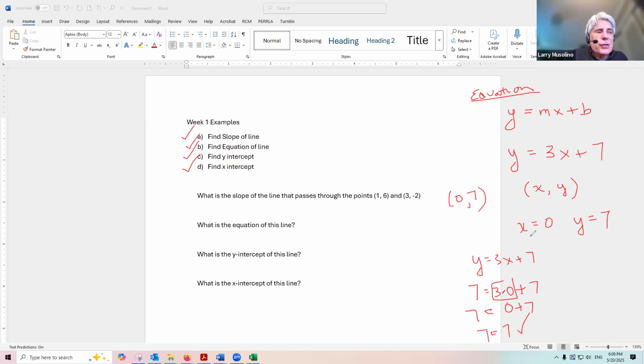But I could come up with another solution. How about if I come up with x equals 1, y equals 10? Let me check if that's a solution. y equals 3x plus 7. I'm going to replace y with 10 and x with 1. Well, 3 times 1 is 3. 3 plus 7 is 10, so I'm ending up with 10 equals 10. So that means (1, 10) is another solution.